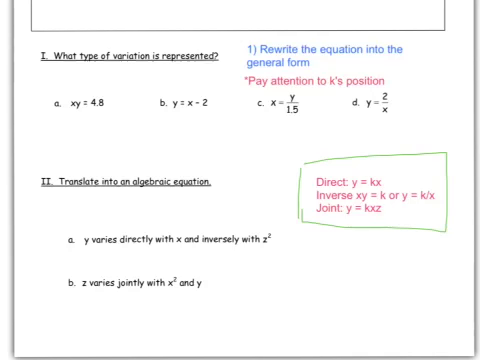So, as I was saying, you want to rewrite the equation into the general form, and then you want to pay attention to k's position. Remember that k is the constant, so whatever number is in the equation, that's going to be your k. Alright, so for A, we don't really even have to do much because we see it's already in the form x times y equals a number, so that one's going to just be inverse variation.